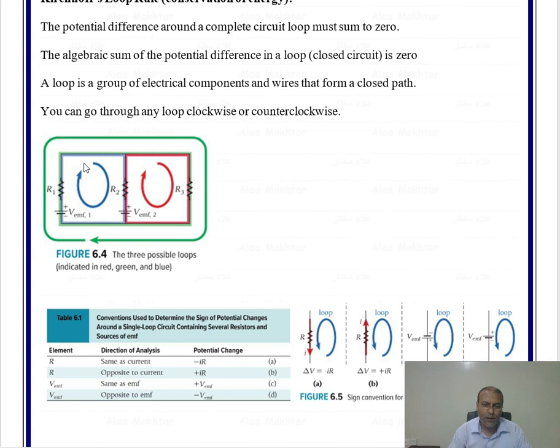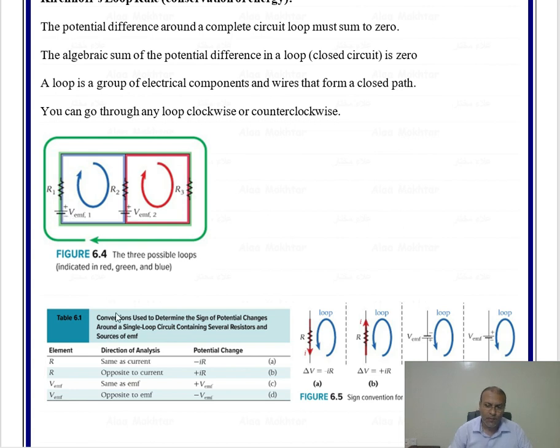In loop 1, the blue one, we have two resistors and two batteries. What about the red one? We have two resistors and one battery only in this loop. And the green one, the outside loop, we have two resistors and one battery, it's V1.